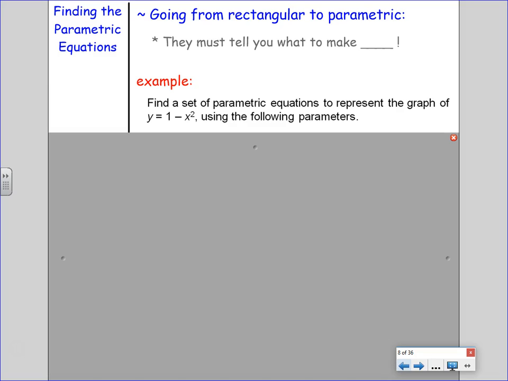I must have saved the hardest for last. Finding the parametric equations. What if they give us the path and then they tell us to use certain parameters? Hey, if they're telling us about the parameter, they better tell us something about t, or else we're going to be in trouble. So if we're given something in rectangular or function mode, aka y equals f of x, we don't know anything about time because we just have the path. They better tell us about time.